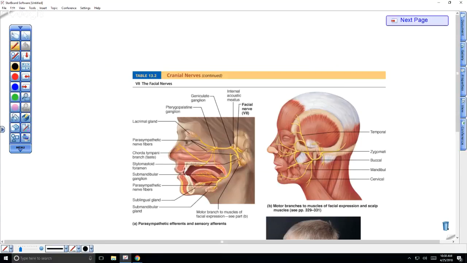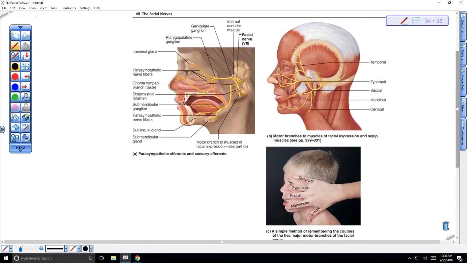Okay, so this one's the facial nerve. And so the facial nerve also has branches. I'm not going to make you learn the five different branches of the facial nerve, but this includes sensory, and it also includes parasympathetic fibers. So it has sensory and PS fibers.